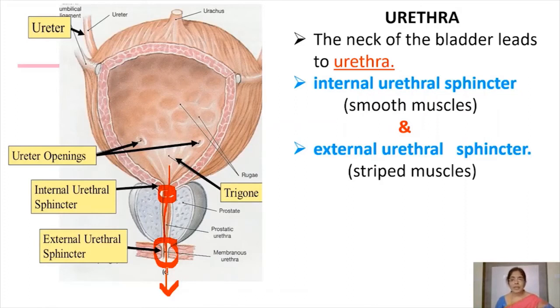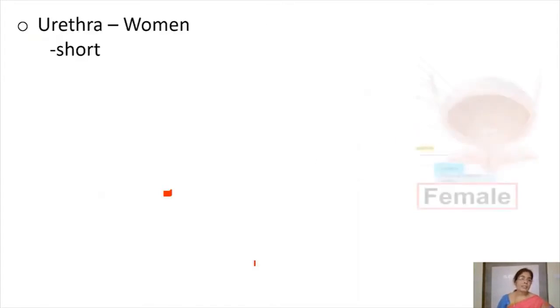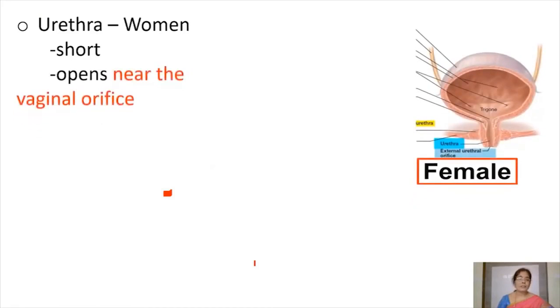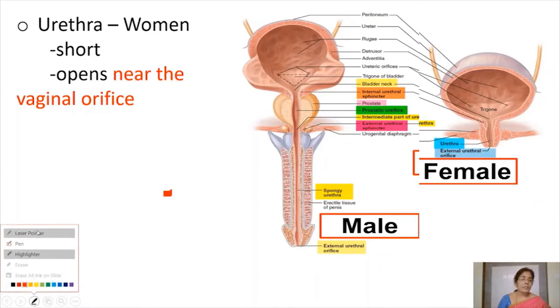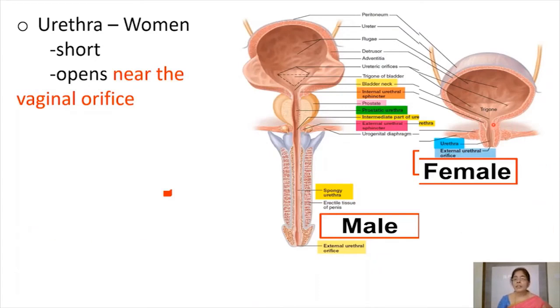So that is about the two sphincters located in the region of urethra. Next, coming to the length of the urethra in males and females. Women lo తీసుకుంటే women లో urethra short గా ఉంది. చూడండి ఇక్కడ women have short urethra. And this is about 4 centimeters in length. This urethra opens outside through urethral orifice.